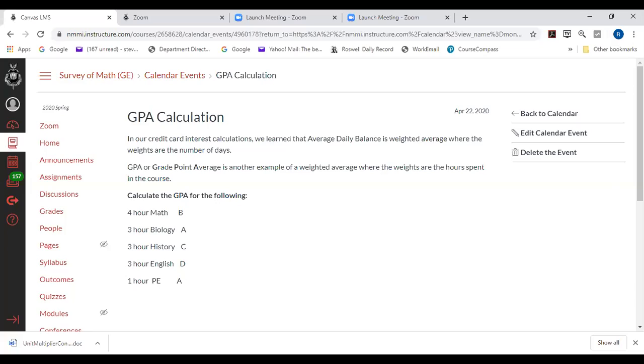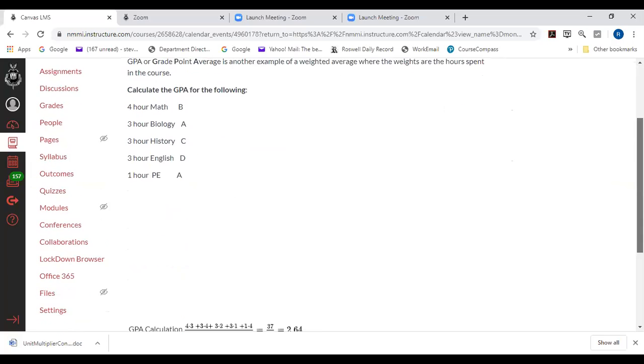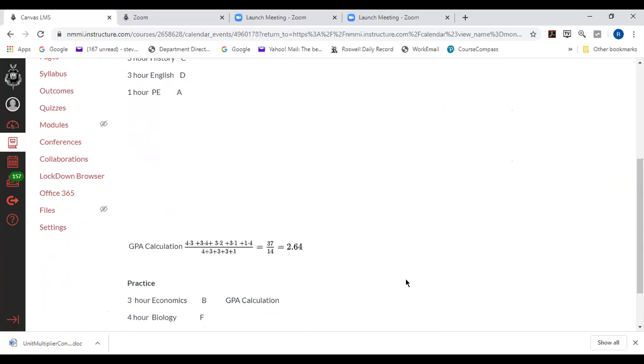Okay, y'all, back in business. Now, if you'll scroll down, and again, you can see this if you just log into Canvas. There's the calculation I just did for you right there, folks, and it's right there in Canvas for your viewing pleasure.